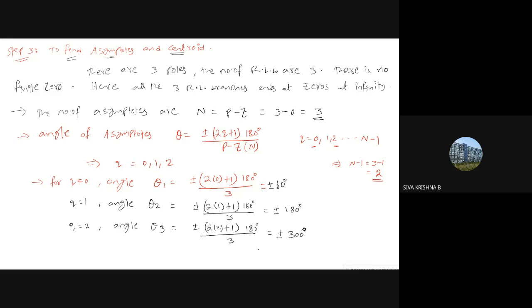That's it. Okay. Next step is you have to find the centroid. Centroid means sigma. Centroid sigma equals sum of poles minus sum of zeros by n.